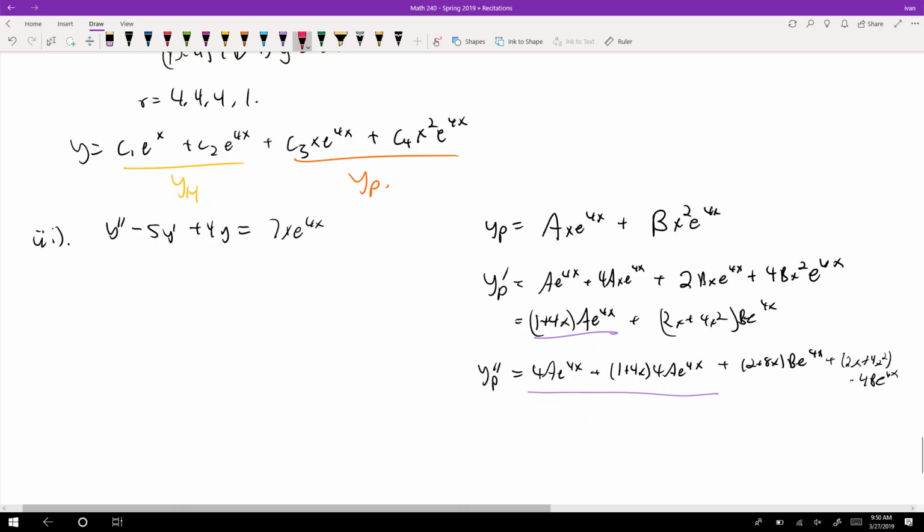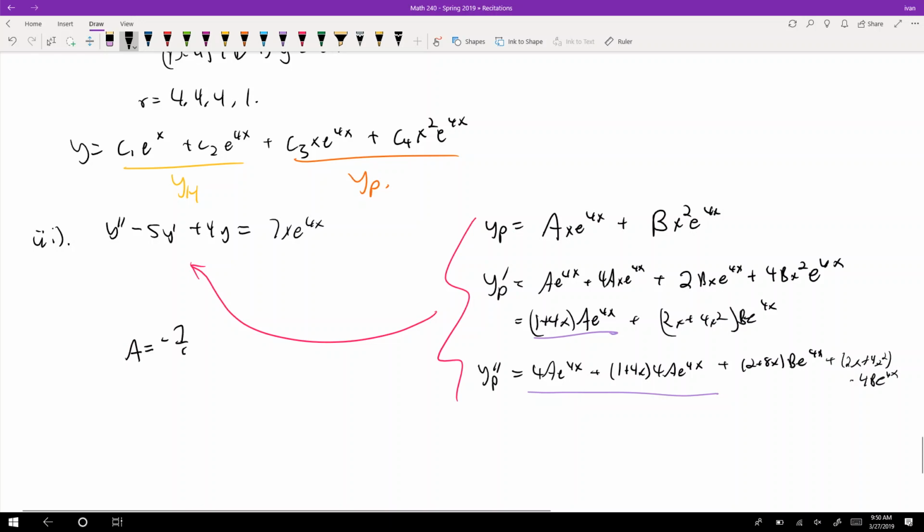Well, the next step, we're out of time. I wasn't going to do this anyways. Is you have to plug all of those back into the original equation. It's a lot of fun and a lot of factoring. So after some cancellations, you'll get that a is equal to negative 7/9 and b is equal to 7/6.